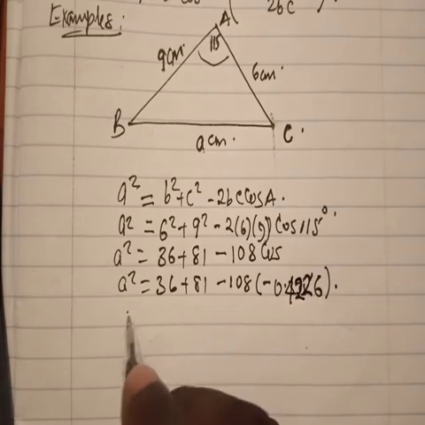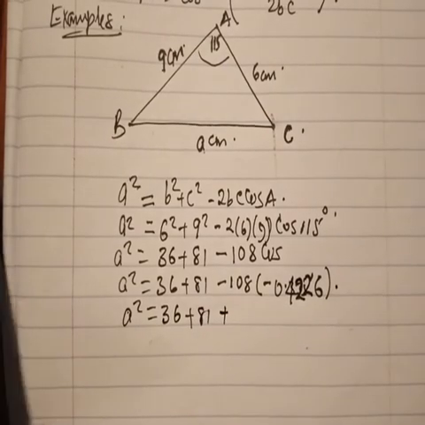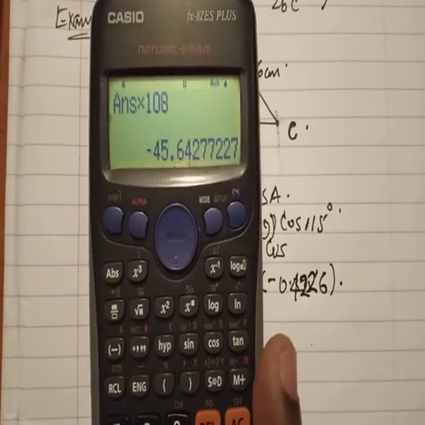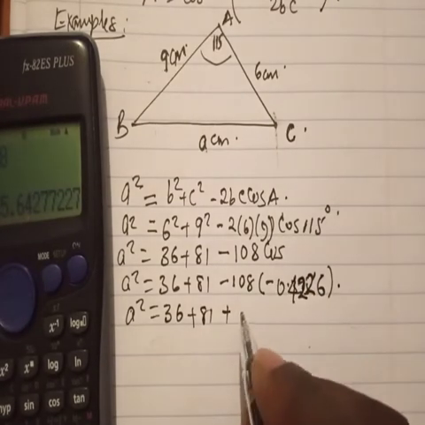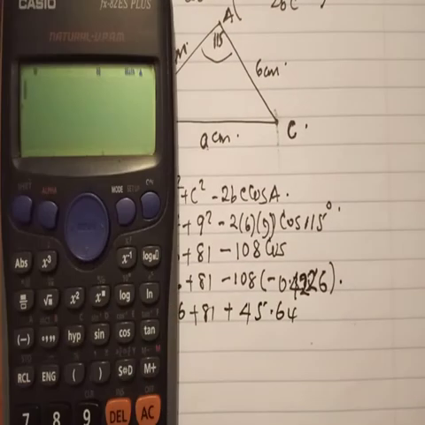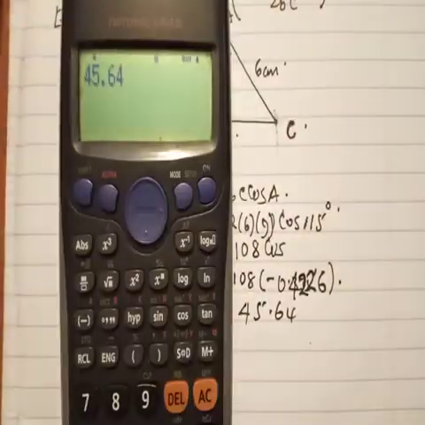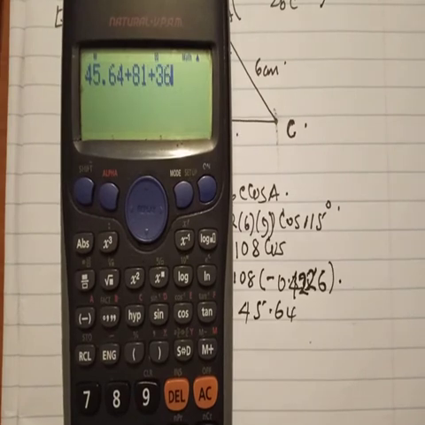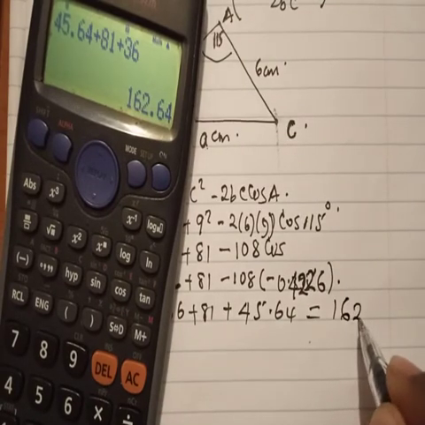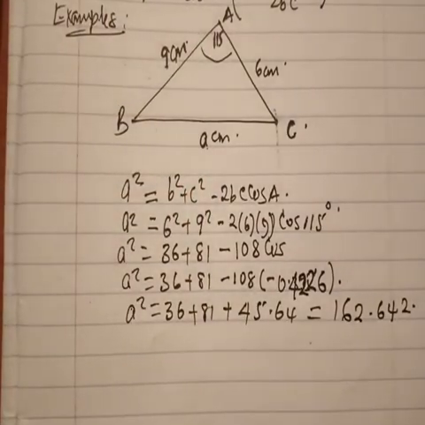When we have a squared being equals to 36 plus 81, minus minus means plus, so plus 108 times 0.4226, we have 45.64 plus 81 plus 36, which is 162.642. Remember, this is still a squared.